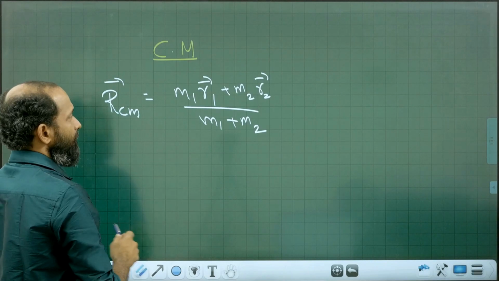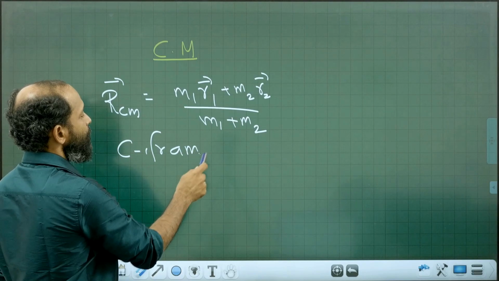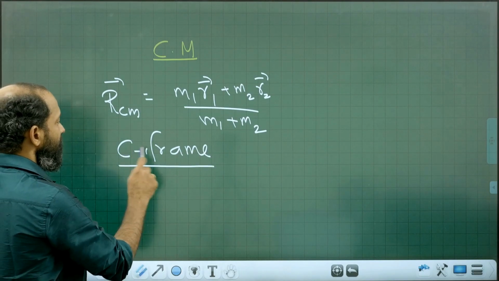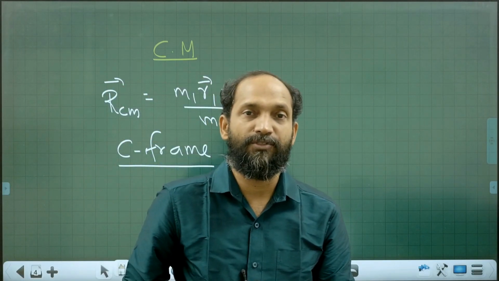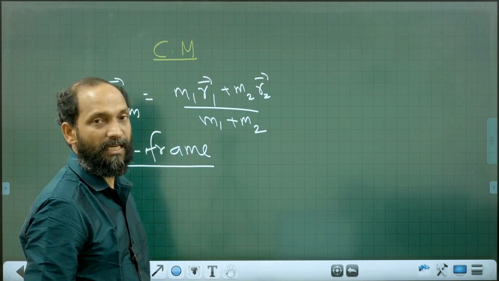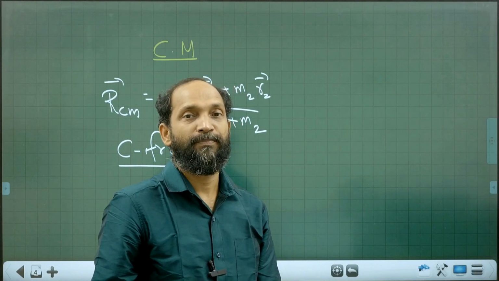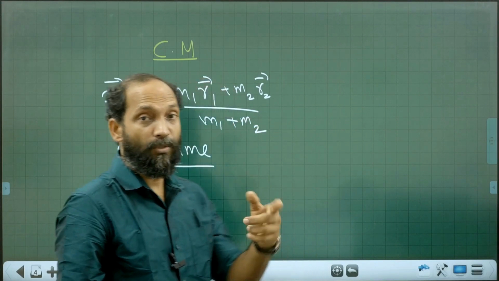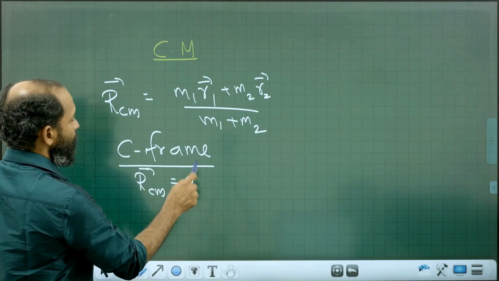In one particular type of frame of reference called center of mass frame of reference, C frame, the definition is still easier. In center of mass frame of reference, the center of mass of the rigid body is attached with the origin of the coordinate system. Are you following? That is why the position vector of center of mass will be 0.